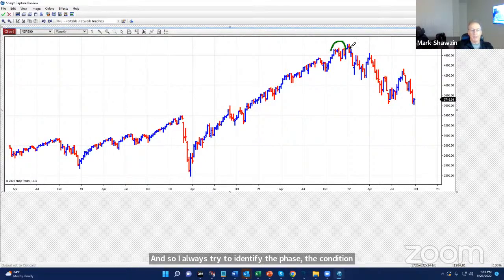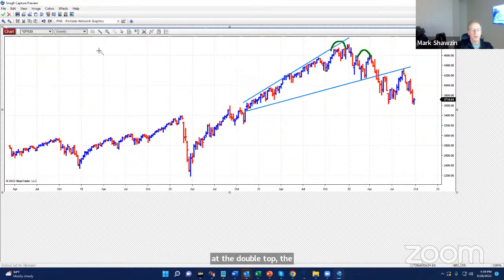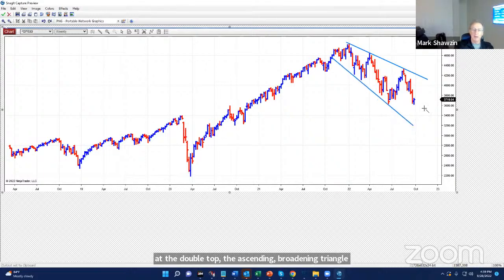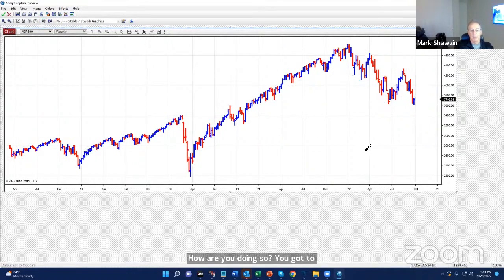So we've been looking at the double top, the ascending broadening triangle, and then this broadening megaphone top. You have all of these very, very bearish price patterns, which to me still signal that you may get a relief rally and it may look like it's safe to go back in the water. And then it's, how you doing? So you've got to be careful. You've got to understand what you're looking at. The patterns for me tell me what to do.